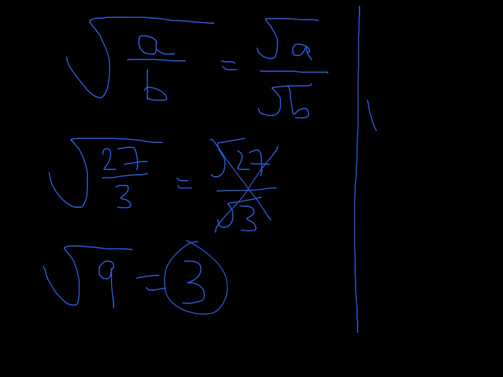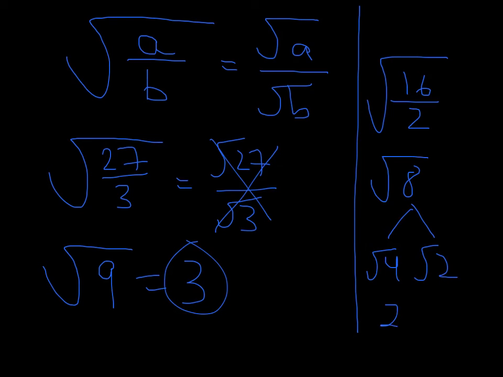Another one similar to that, square root of 16 divided by square root of 2. Although I could write it as square root of 16 over square root of 2, notice 2 goes into 16 8 times, so it's probably easier just to do that. And now using the old rules, break down square root of 8. Square root of 4 times square root of 2, which is 2 radical 2. That is the final answer for that.